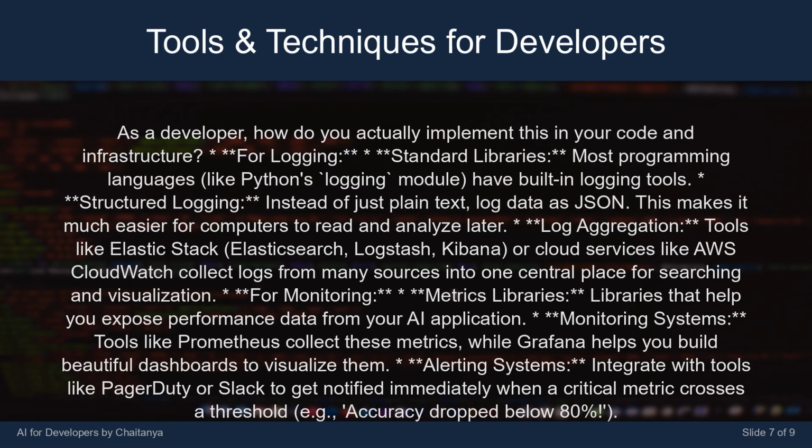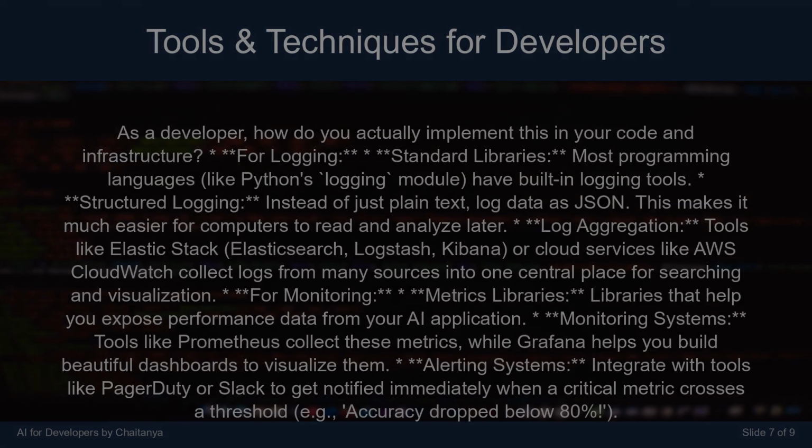For monitoring, metrics libraries. Libraries that help you expose performance data from your AI application. Monitoring systems. Tools like Prometheus collect these metrics, while Grafana helps you build beautiful dashboards to visualize them. Alerting systems. Integrate with tools like PagerDuty or Slack to get notified immediately when a critical metric crosses a threshold, e.g., accuracy dropped below 80%.